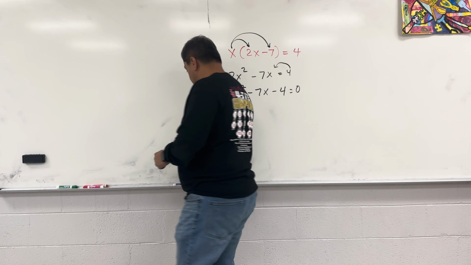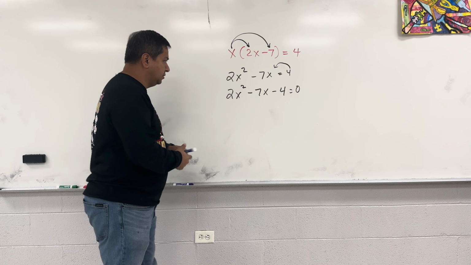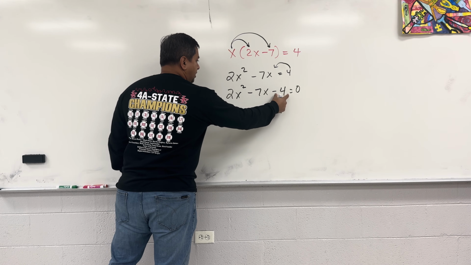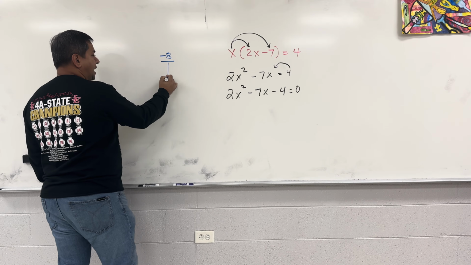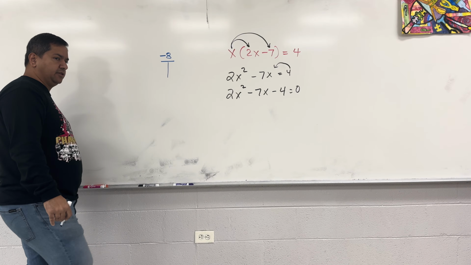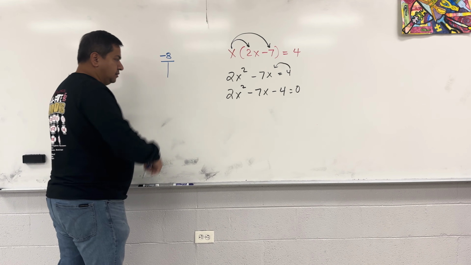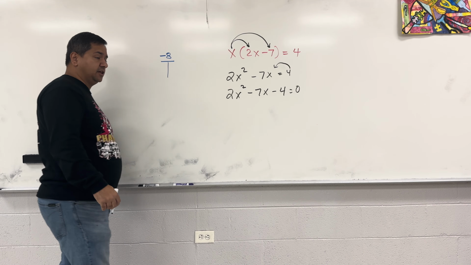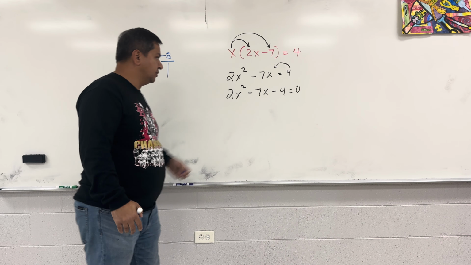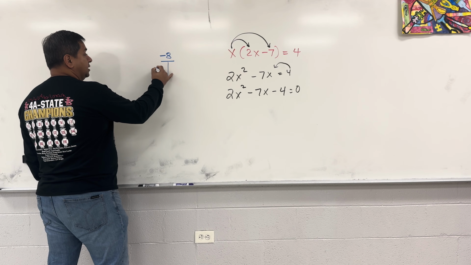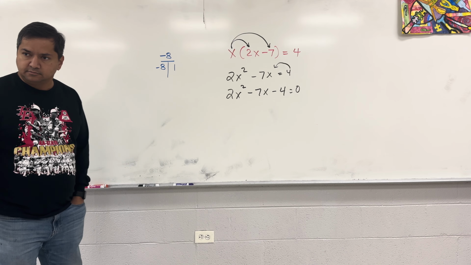Then you are at the same point like the last problem. So we do negative 4 times 2, which is negative 8. I need two numbers that multiply to negative 8 and add up to negative 7. So two numbers that multiply to give me negative 8, and the same two numbers add up to negative 7. That would be negative 8 and 1, right?